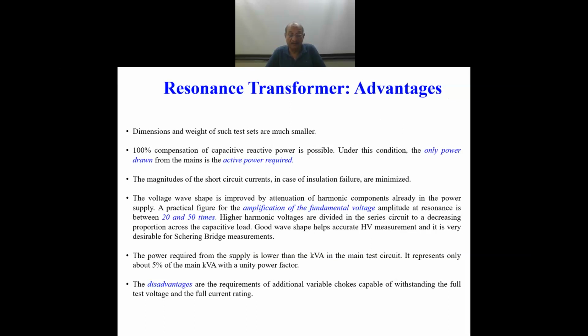Good wave shape helps accurate high voltage measurement, and it is very desirable when you make use of certain instruments, like the Schering bridge. That means the harmonic effect of the power frequency wave shape is minimized, because under the resonance conditions the harmonic effects will be minimized, and good wave shape helps accurate high voltage measurement.